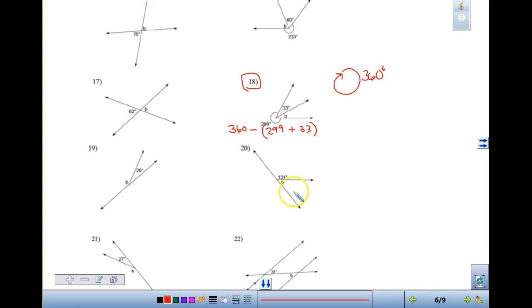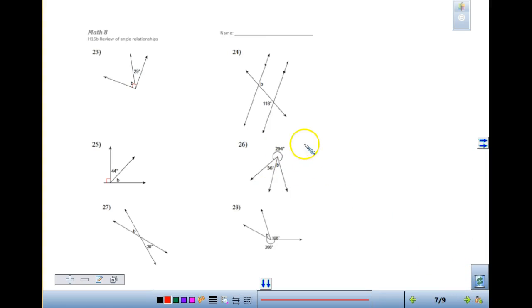Here you're finding missing angles. You're thinking about complement, supplement, vertical, alternate interior, alternate exterior, okay? Lines are marked parallel. It's just that there's so many drawings that it takes a lot of pages.